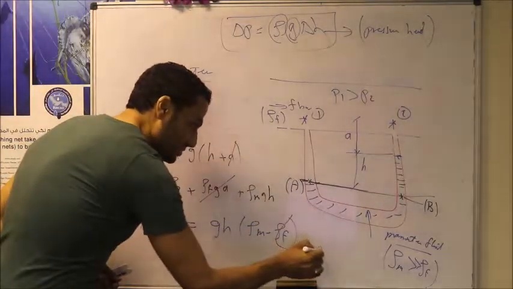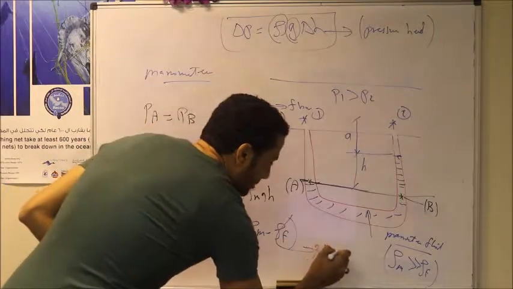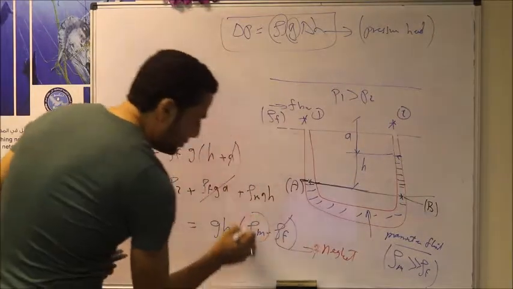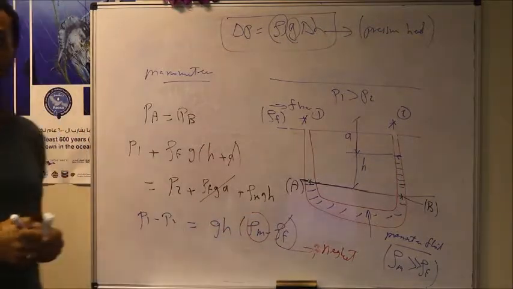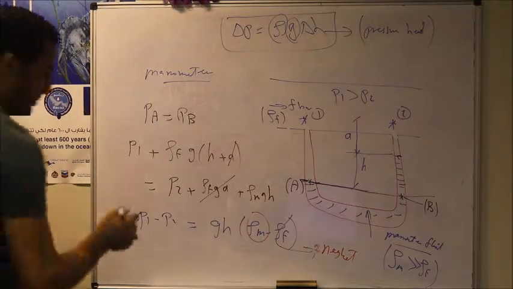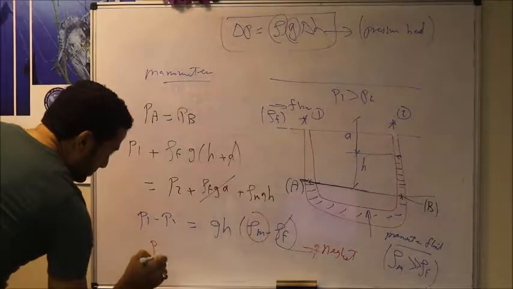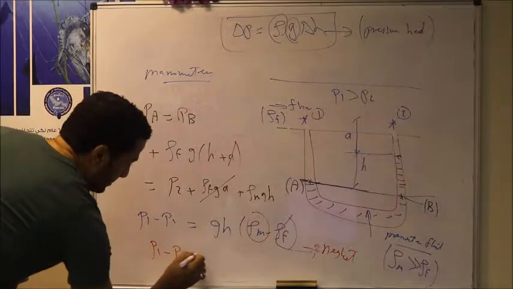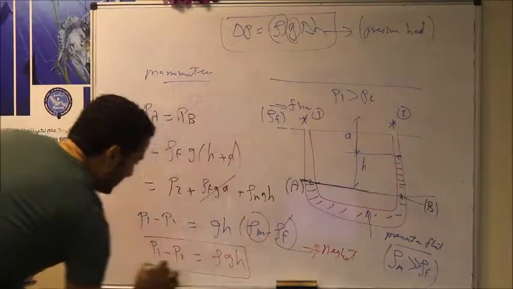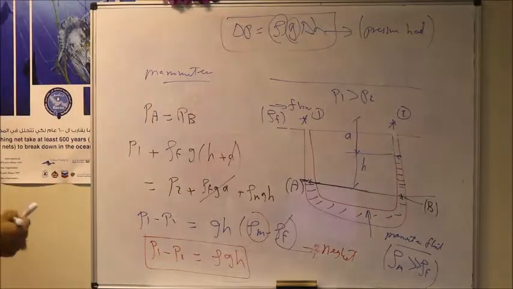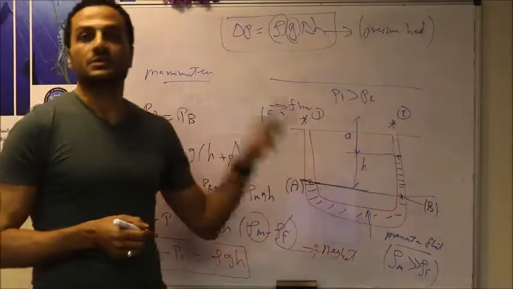We said the density of the manometer fluid should be much greater than the density of the flowing fluid, so we can neglect the flowing fluid density with respect to the manometer fluid density. Based on that, we can say P1 minus P2 will equal rho of the manometer fluid multiplied by g multiplied by h. And this is the idea of the U-tube manometer.